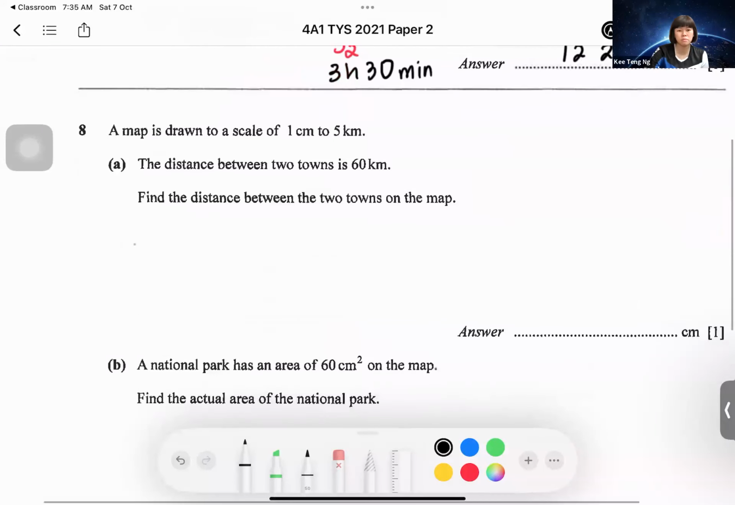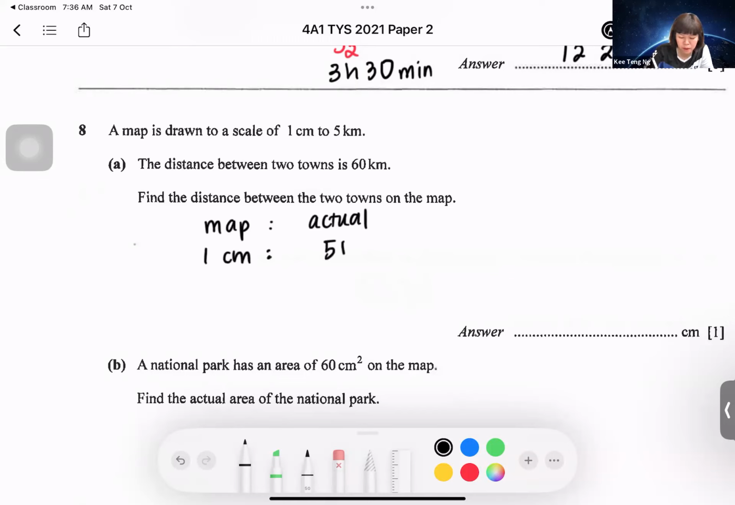Next question, math skill. So this question is quite important. Sometimes it comes in paper 1. Sometimes if it doesn't come out in paper 1, then it will come out in paper 2. Right? So please check and make sure you know how to do this question. Okay, a map is drawn to a scale of 1 cm to 5 kilometers. So we have map to actual. It is always good to label and write down the units. They say 1 cm, 5 kilometers. So check and make sure the units are the correct ones that you want to find first.